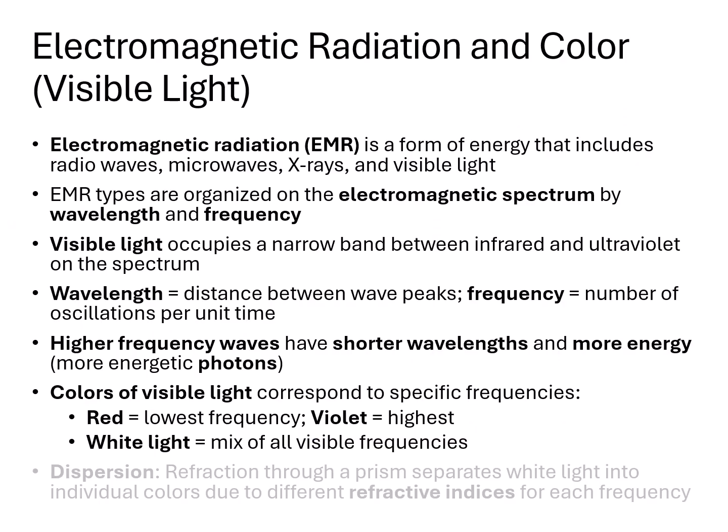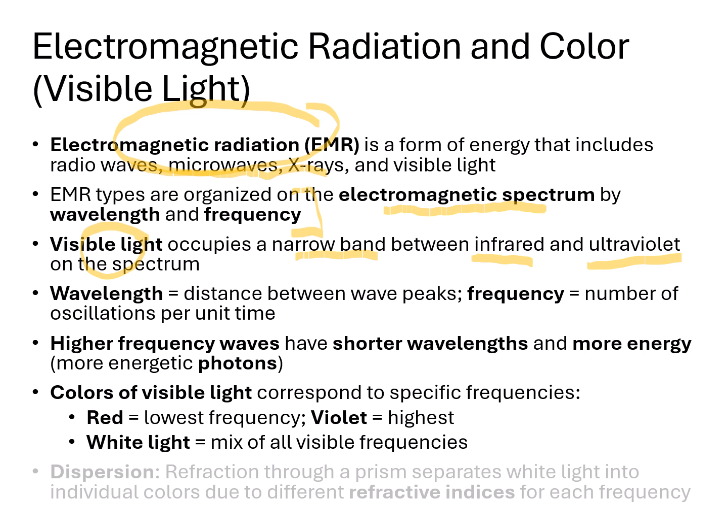Remember that visible light is just one form of electromagnetic radiation. We also have things like radio waves, microwaves, etc. And these are organized on the electromagnetic spectrum based on their wavelength and frequencies. Visible light actually just takes up a small part of that electromagnetic spectrum between the lower energy infrared waves and the higher energy UV rays.